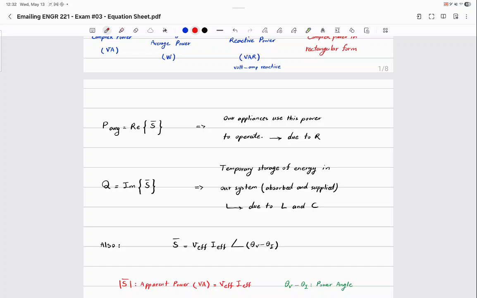We're going to talk more about this concept in the next lecture, but right now we just need to understand that the complex power is divided into 2 parts: the real power or the average power, where real power and average power can be used interchangeably, and the Q, which is the reactive power.